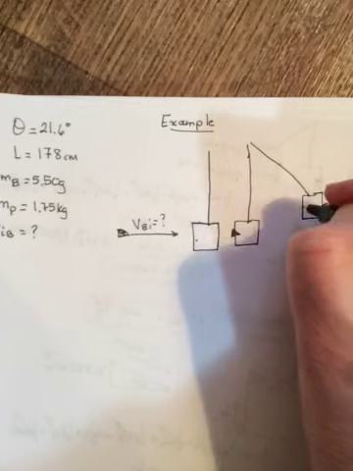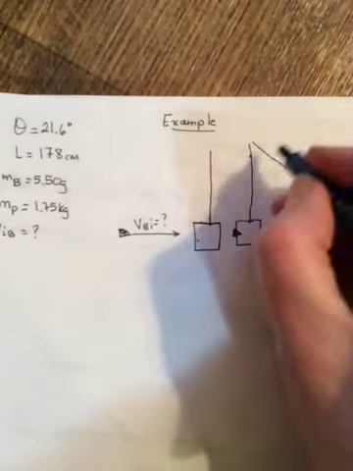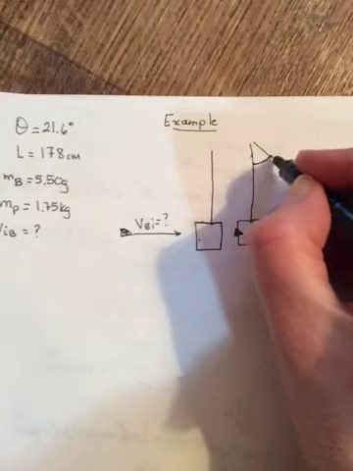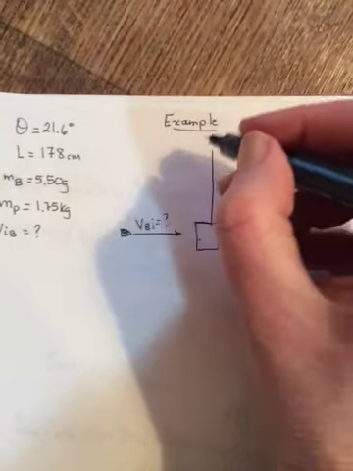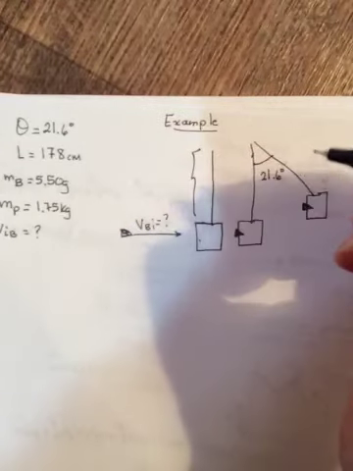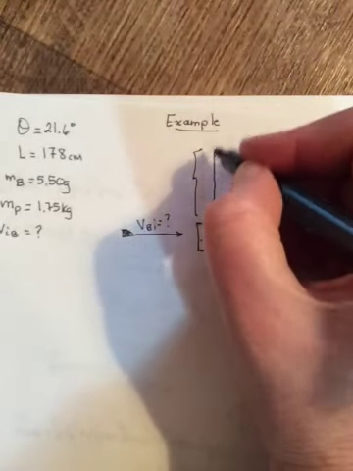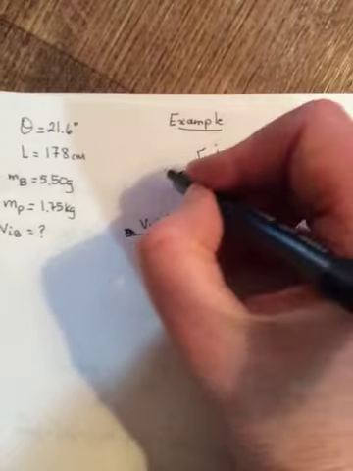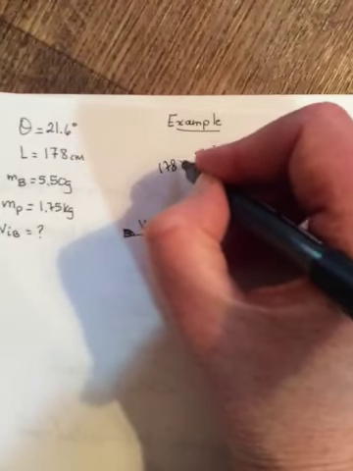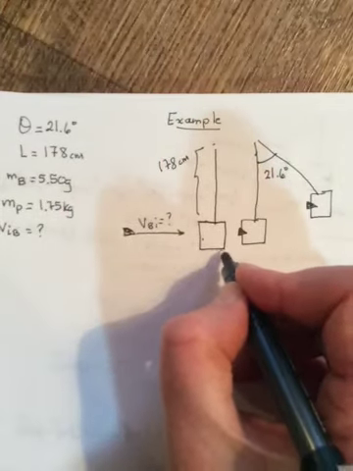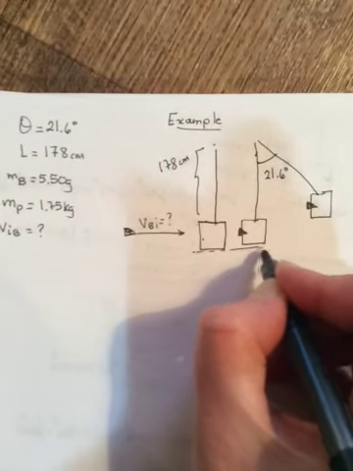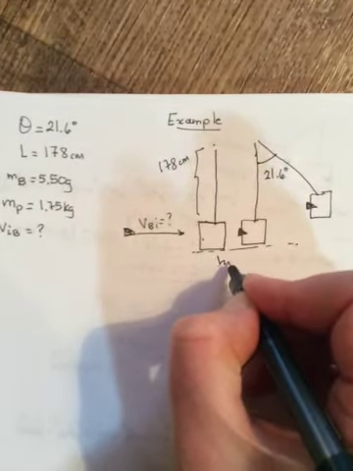So it sounds like the one we've already done. But here's where it's different. Because what you're going to be told is that it swings up to an angle of 21.6 degrees. Now, the other thing that you're told in the question is that the full length of the pendulum string is 178 centimeters. Now, we always call the height where the pendulum starts down here height 0.